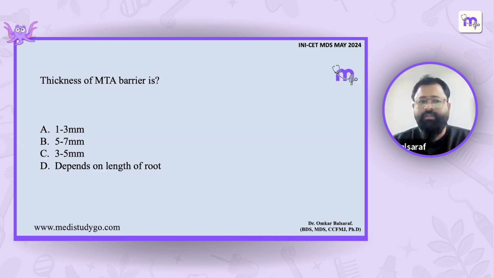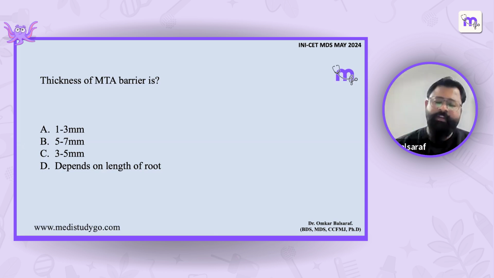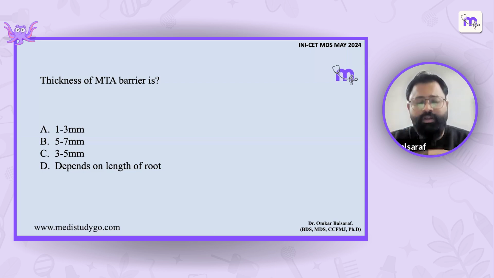Thickness of MTA barrier is the next question: is the thickness of MTA barrier 1 to 3 mm, 5 to 7 mm, 3 to 5 mm, or depends on length of root? This is again a tricky question. We'll just wait for the responses. I sincerely urge everybody to attempt it once, because even if it goes wrong in this session, it is not a problem. You will remember why you have been wrong, and you will remember it for a longer period of time, so you'll remember the answer properly as well.